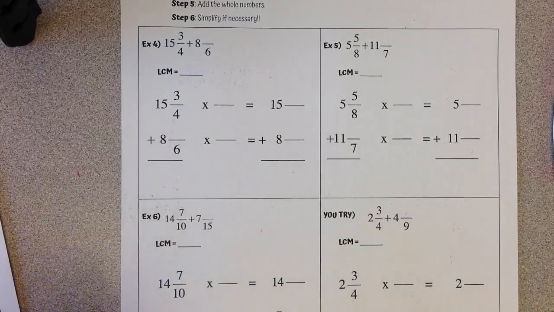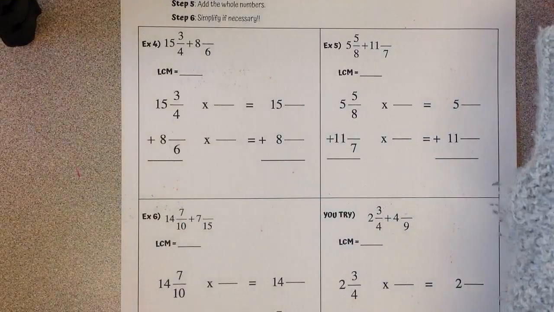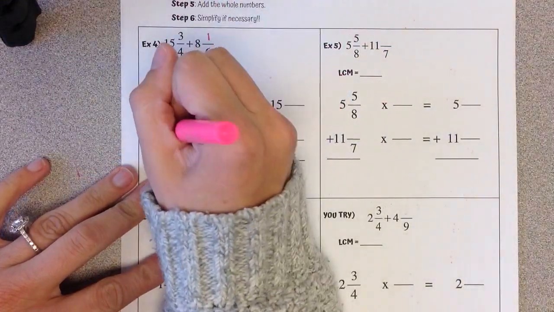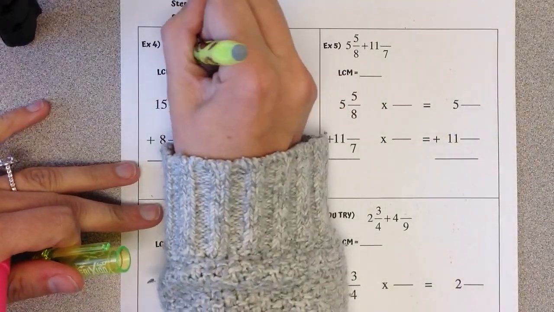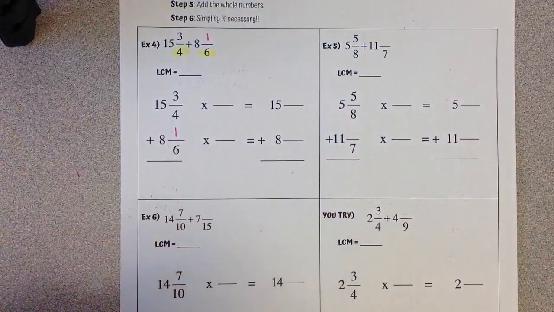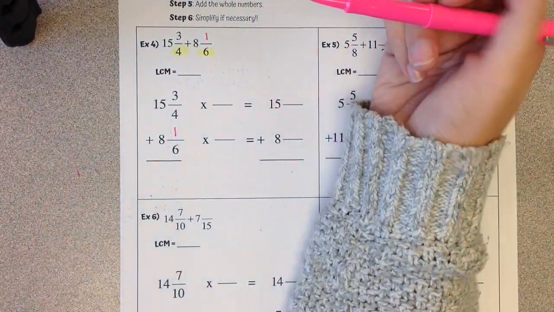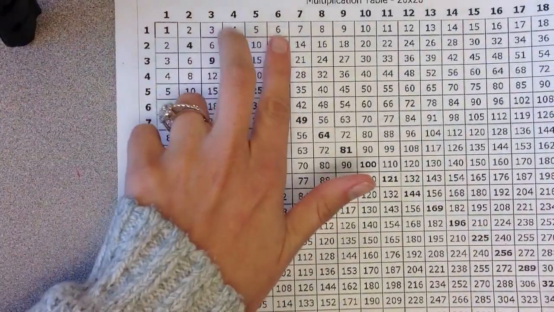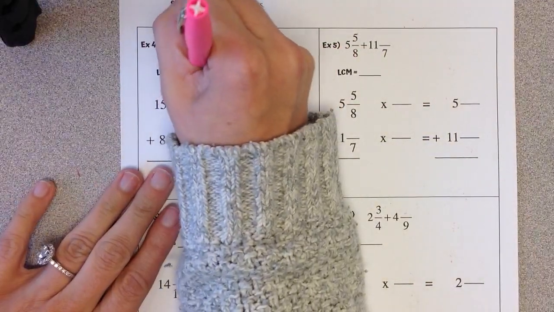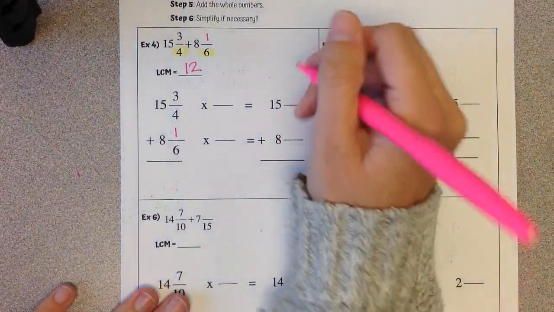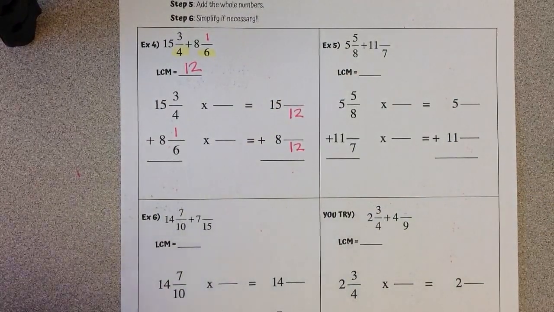So let's look at this first example. We've got 15 and 3/4 plus 8 and 1/6. So when we're looking for our least common denominators, we're still looking at the bottom number. Those two need to be the same. 4 and 6, the lowest number that they both multiply into is 12. So their least common multiple is 12. That means the denominator in our answer should be 12. Now we need to convert to get there.